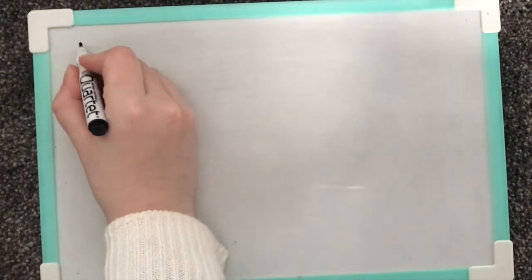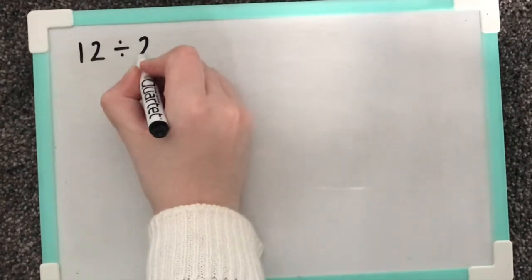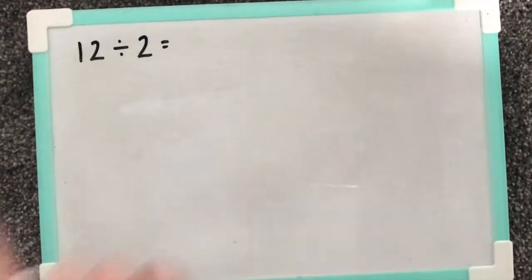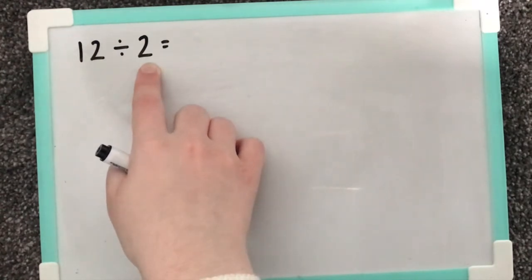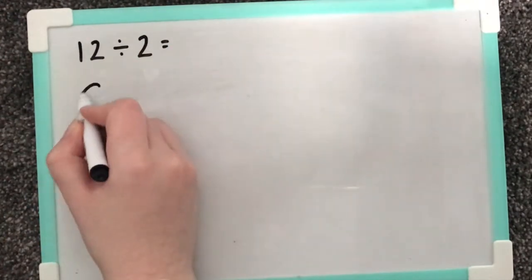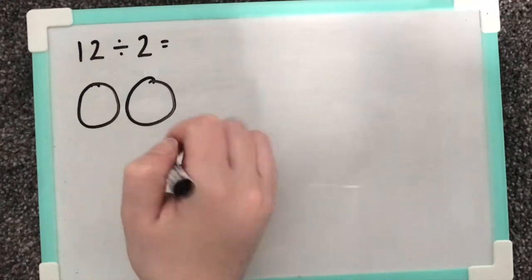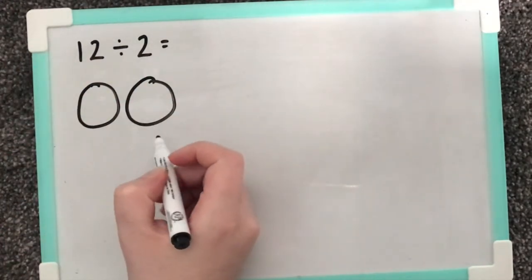Let's do some division equations. Alright, our first one is going to be 12 divided by 2. Alright, this number tells us how many circles we need to draw because this is how many groups we have. We've got 2 groups and we need to share 12 into it equally. So I'll draw 2 circles and now we need to share 12 into it equally. And we can do that by doing this.